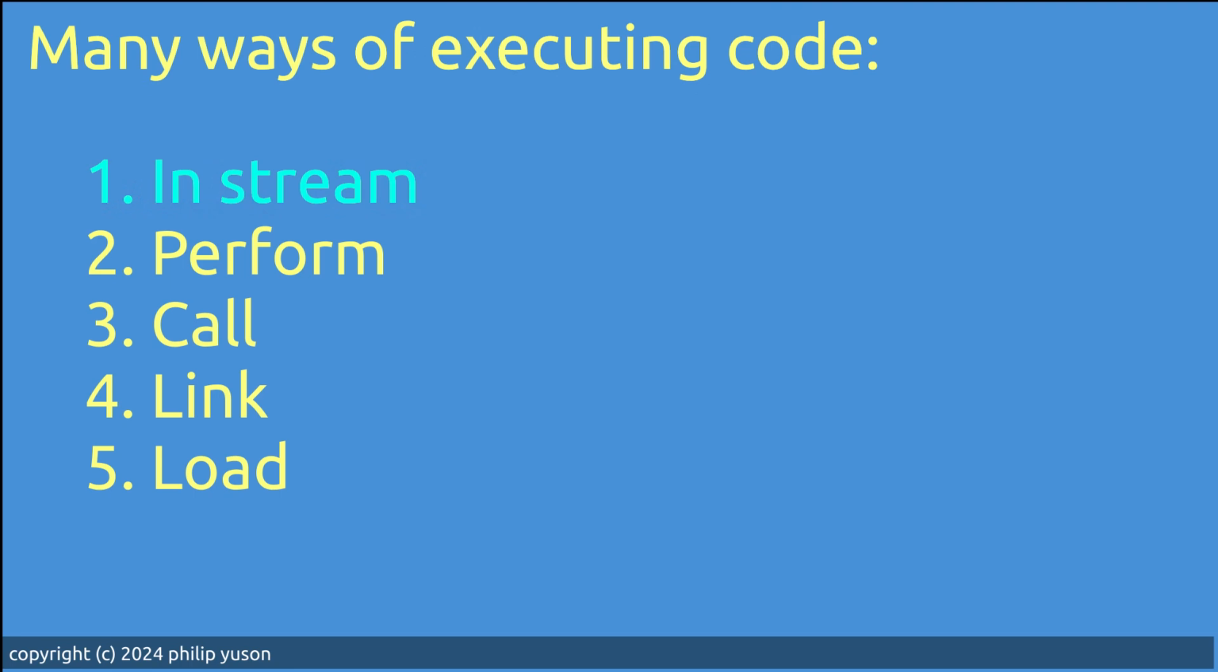You can put them in stream. You can execute a perform. That means code is written with the main source code. You can also use a call. That means that code is written separately from the main code, but when it's executing, you are physically including that with the main code. The 4th is to link the code.